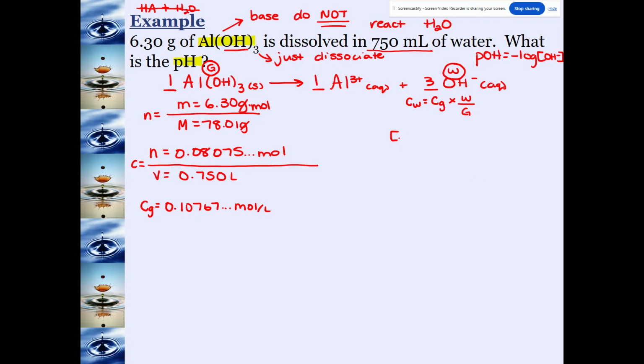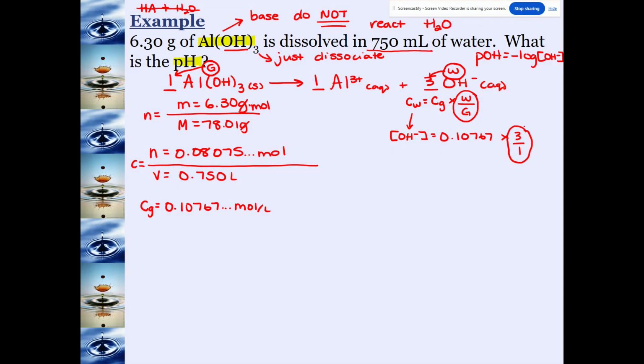Okay, my wanted again is the hydroxide ion. So I'm going to replace my wanted with hydroxide ions to remind myself that that's what this is the concentration of. I'm going to multiply by 3 over 1. In front of my wanted, there's a 3. In front of my given, there's a 1. So it's always wanted over given, which is 3 over 1.